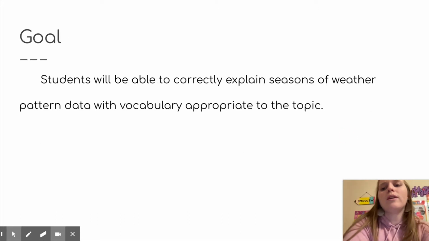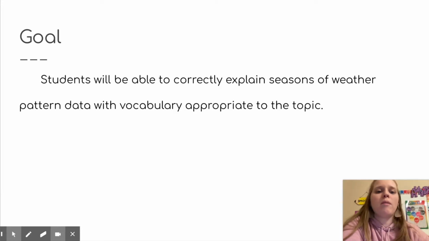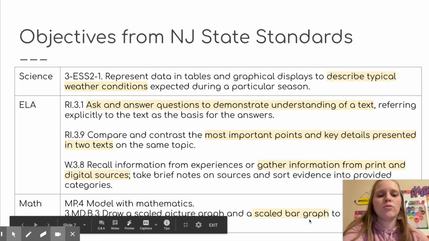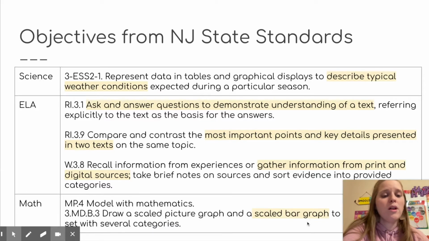So the goal of the unit would be that students would be able to correctly explain seasons of weather pattern data with vocabulary appropriate to the topic. These are the state standards. It would address the science standard, the typical weather conditions in a particular season, and these 3 ELA standards. Finally, the students would be creating a graph as well, which is a math standard.